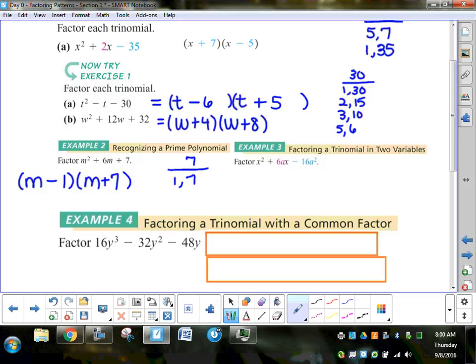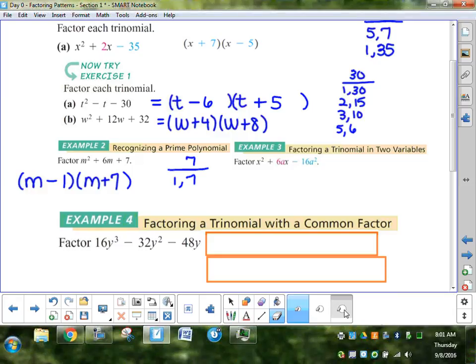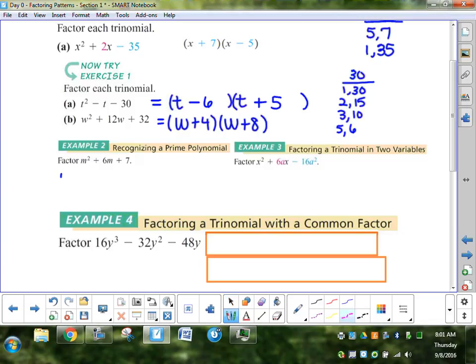What's wrong with what I just said? It's negative 7 that we would get at the end. So does this factorization work? No. So now we're out of options. We had 1 and 7 and they don't work. This doesn't factor. This is prime. Understand that primes do happen.